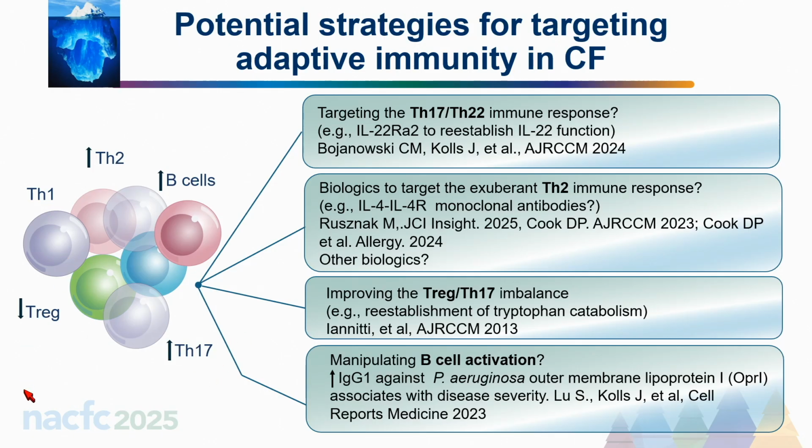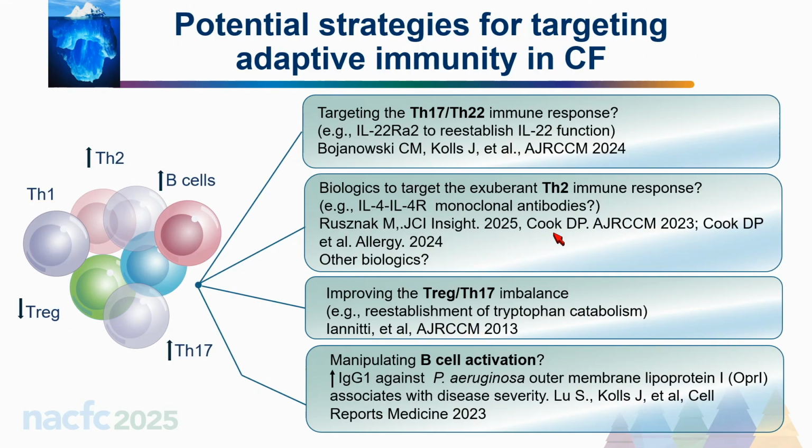Right, so we are up here. We have discussed this imbalance of T cells, and Camilla discussed also the data that comes from Christine here and the J. Cole group trying to target the Th17 and Th22 response. But I wanted to spend 1 minute discussing also some of the work that has been done by Dan here, our co-chair, looking at exuberant Th2 immune response in CF.